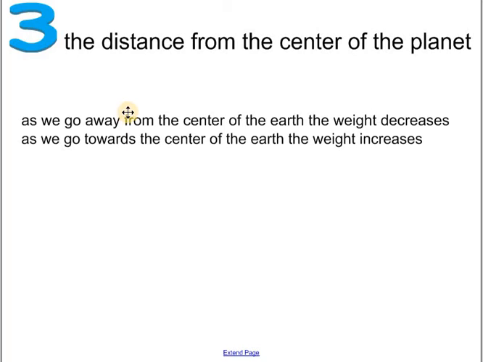The third and the last factor is the distance from the center of the planet, or the distance from the center of the earth. As we go away from the center of the earth, the weight decreases. And as we go towards the center of the earth, the weight increases.